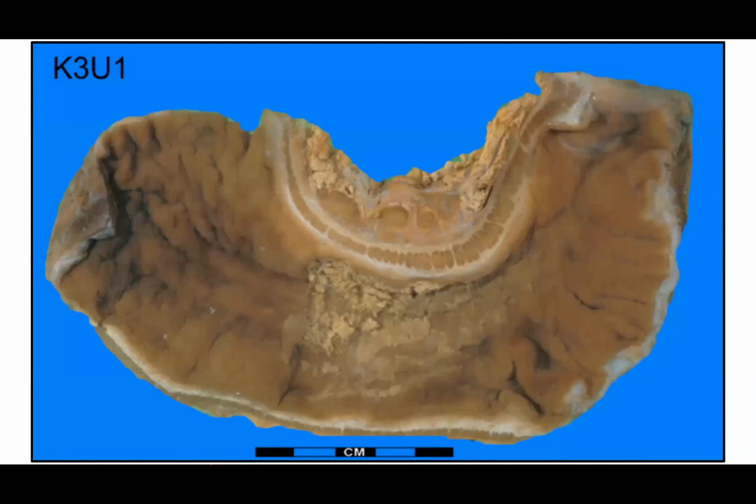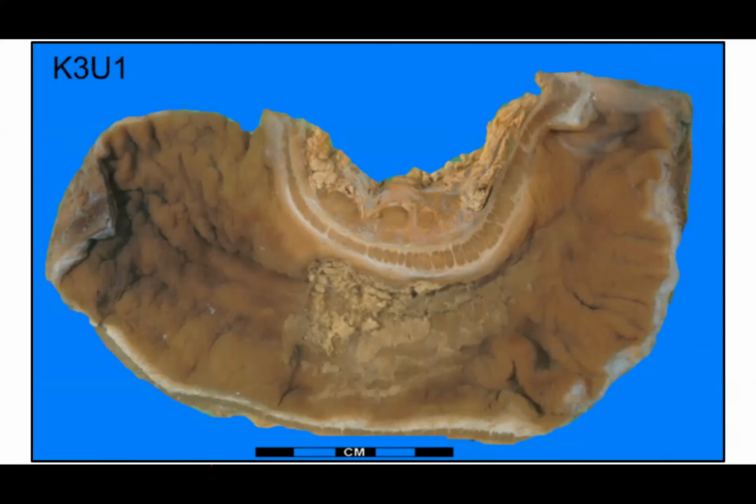What is this? Linitis plastica. In what percentage of cases of CA stomach do you get linitis? Is it very common? Very rare. It is not very rare, but relatively less common. So it's only about 7% of patients with CA stomach who have linitis.